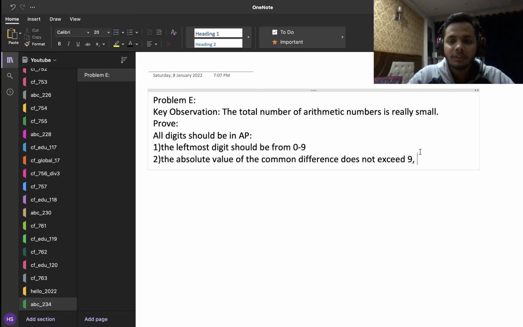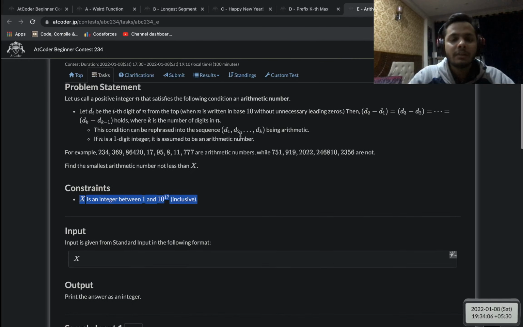So if we denote common difference by CD, then the common difference goes from -9 to 9, right? The reason is simple: if the common difference exceeds 9, then no matter what the first digit is, the second digit will become greater than 9, and a digit can never be greater than 9. All the digits have to be from 0 to 9. So the absolute value of the common difference can never exceed 9. Also, the length of the number cannot exceed 18, and that comes from the constraints.